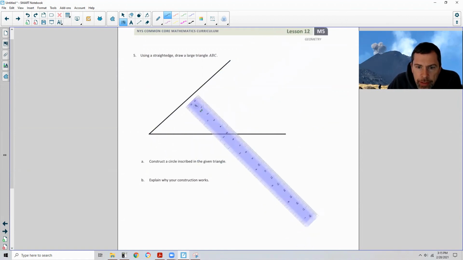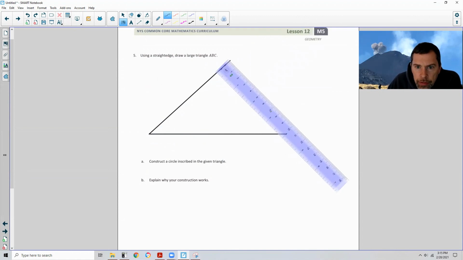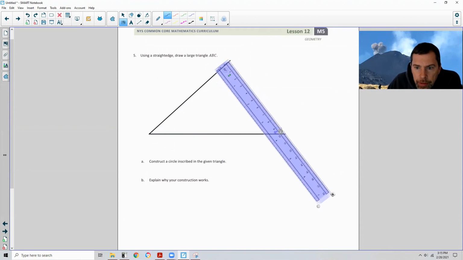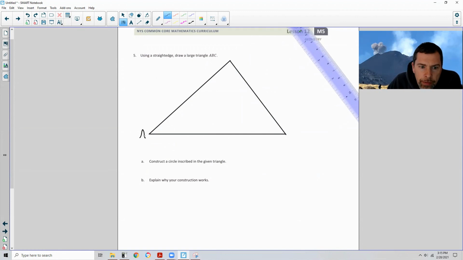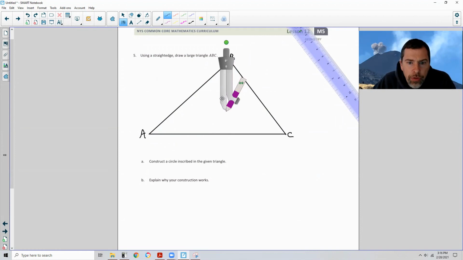And rotate it around, put 0 here, and bring this down like so. And then this is our third side here. And there is our large triangle. A, B, C. It says construct a circle inscribed in the given triangle. So guess what we're going to do? We are going to construct angle bisectors.